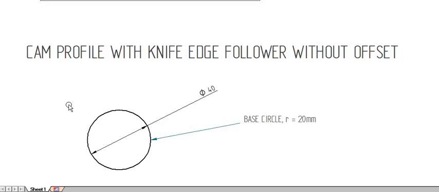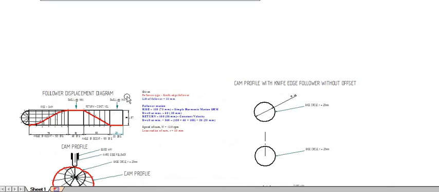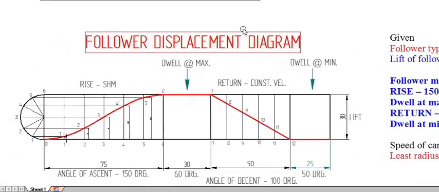Here we are going to study how to draw a cam profile with knife edge follower without offset. That means here the knife edge follower is a radial type. Okay. So I have already drawn the displacement diagram for the problem.